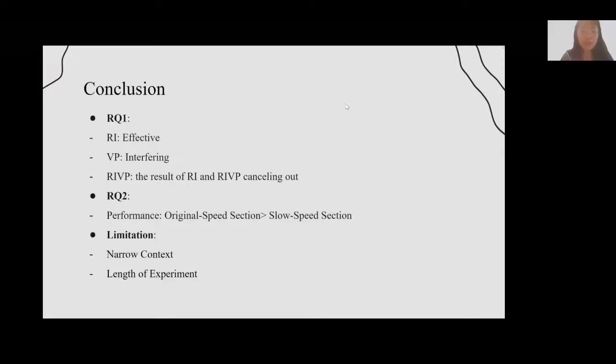In conclusion, research question 1 reconfirms the previous research of RI being an effective listening support, and VP has a negative effect on listeners' listening performance. The effect of RI plus VP was not significant, as it shows a cancelled-out result of RI and VP. Research question 2 shows that listeners perform worse when exposed to slow-speed listening materials under all the conditions.